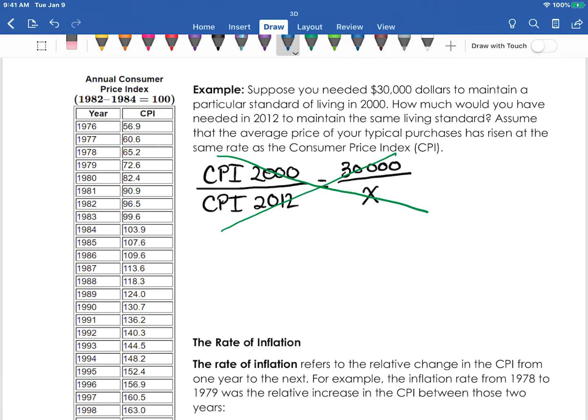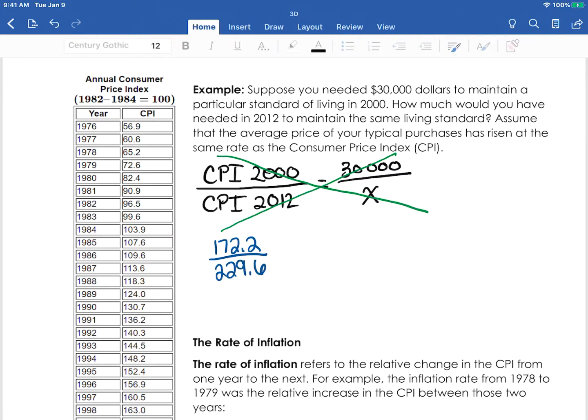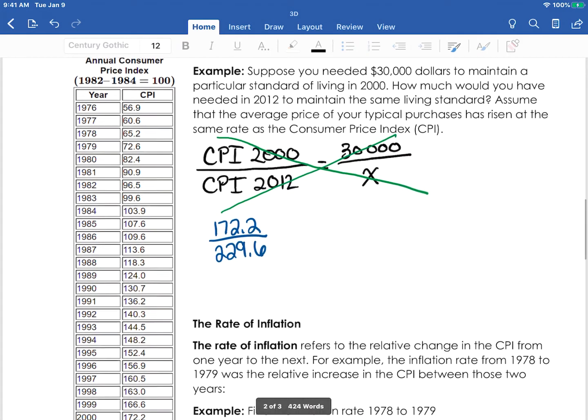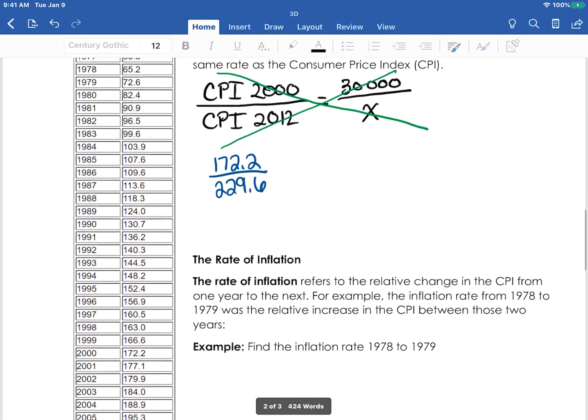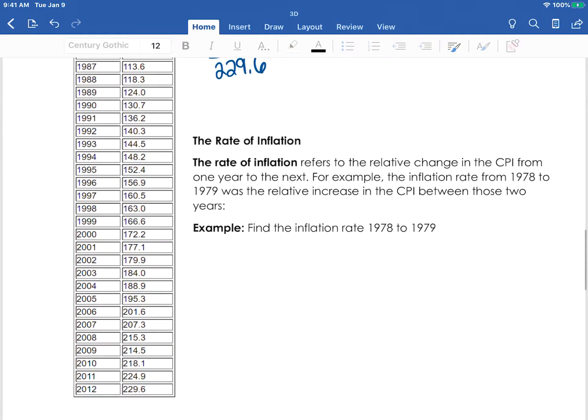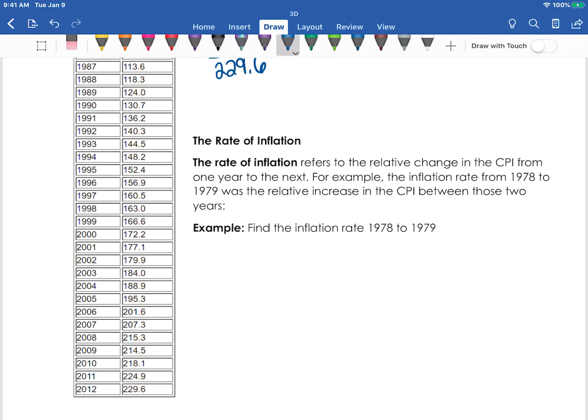When you look up on the chart, the CPI in 2000 is 172.2, and the CPI in 2012 is 229.6. Now, this isn't on this page. You'd have to scroll down a little bit. So when you're looking at the worksheet and you're filling out the notes, keep in mind you have to scroll down a little bit to find that CPI down here for 2000. Here's 2000. Let me circle it here. Here's 2000 and here 2012.